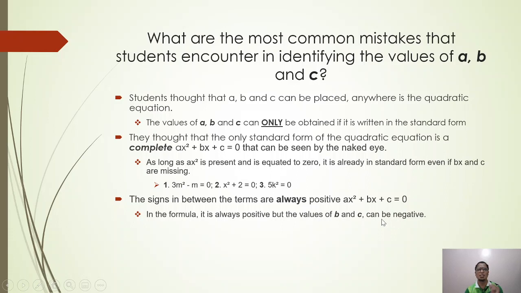Siyempre, may magsasabi sa atin, Sir, nakakalito. So with that, ito po. Let's say, for example, ito yung quadratic term, ito yung linear term, at ito yung ating constant term. Naka-standard form na po siya. So dito, ayan pa rin po yung sign sa atin pong standard form. Sign of operation plus at saka plus. Pero ang value po ng ating b, negative 7. Ang value po ng c, negative 4.